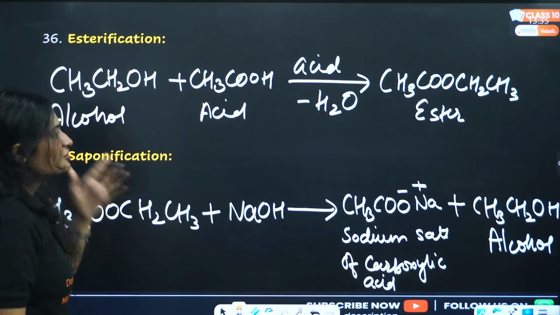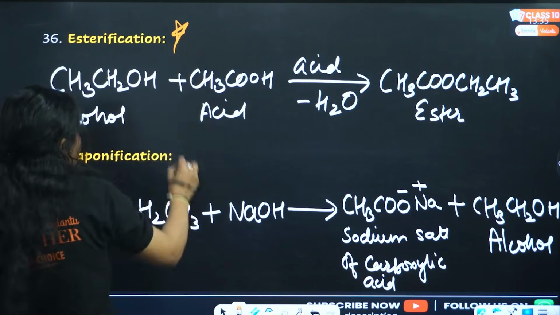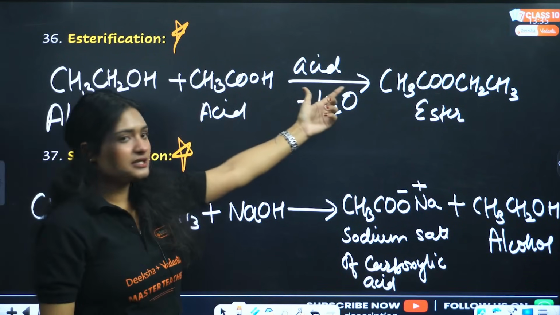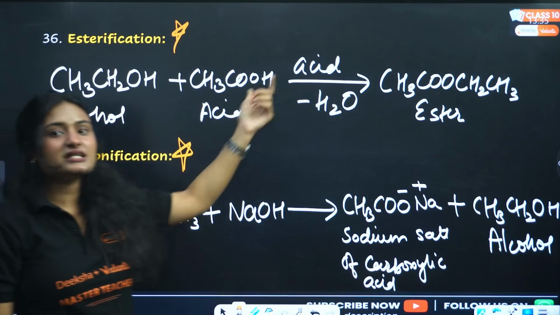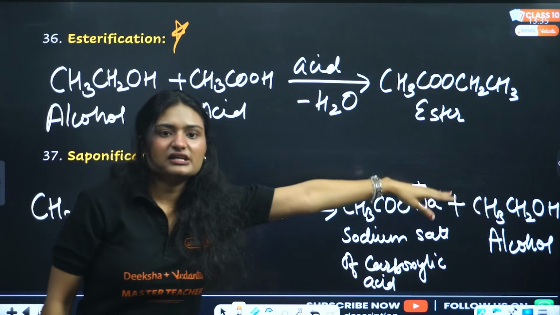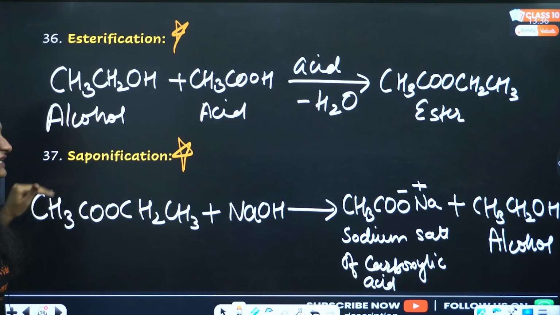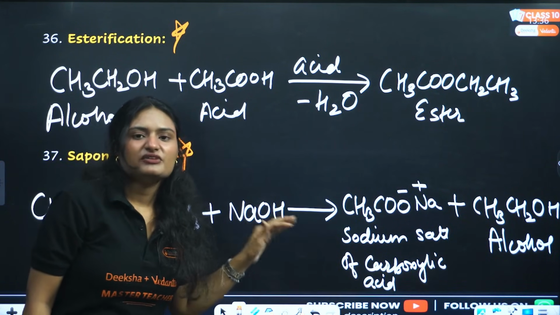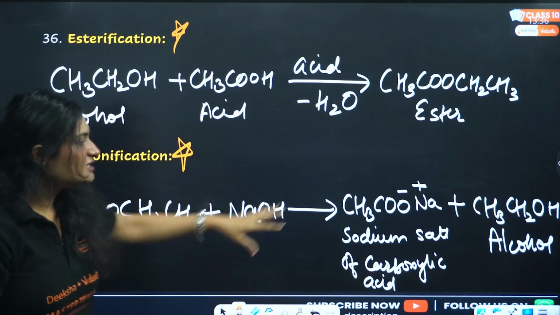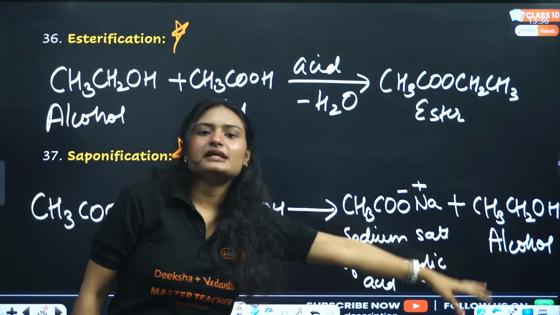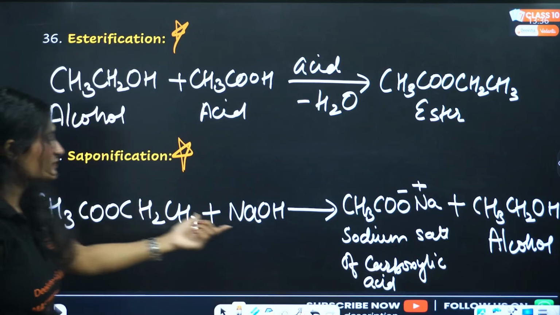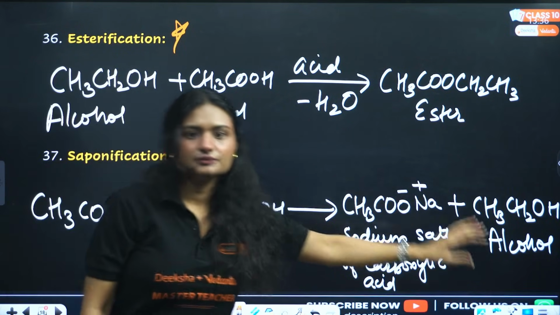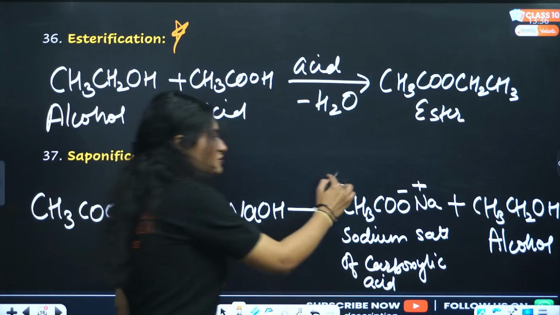Next is esterification, very important. Mark these two. These will come in your exams, my dear kids. Esterification means when an alcohol and an acid react in acidic medium, we get an ester. And what is saponification? When that same ester reacts with a base, we get sodium salt of carboxylic acid and alcohol back. So when ester reacts with a base, we get sodium salt of carboxylic acid and alcohol. This is saponification. Normally this is salt, this is soap.